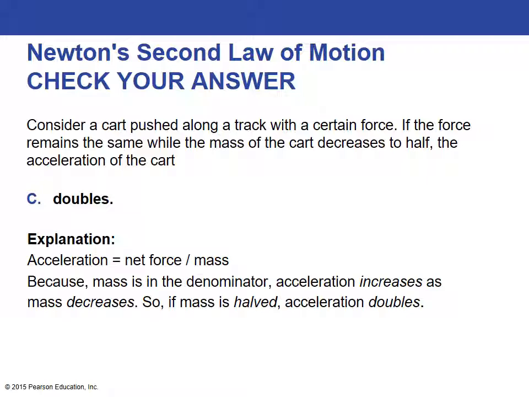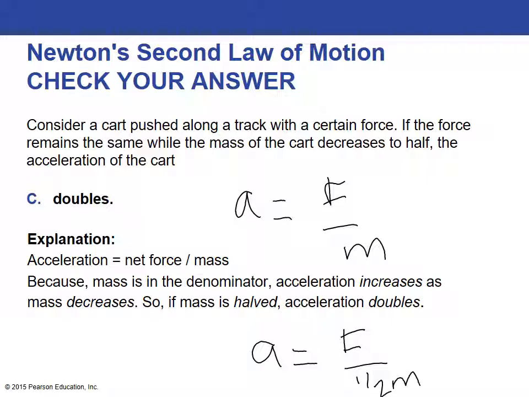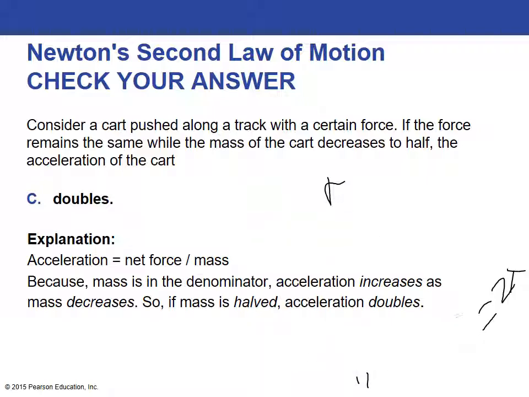All right. In our case, the acceleration originally is that, and then after we're done at the market, our acceleration is force times 1/2 divided by 1/2 the mass. So our acceleration is doubled. The horse can pull the lighter cart, the less massive cart, faster.